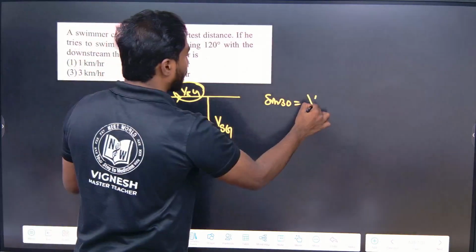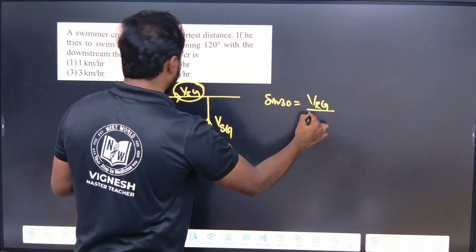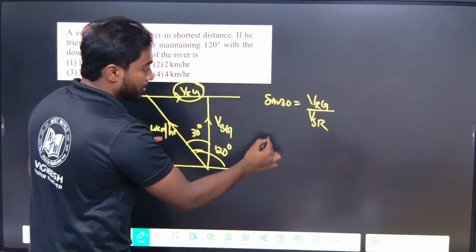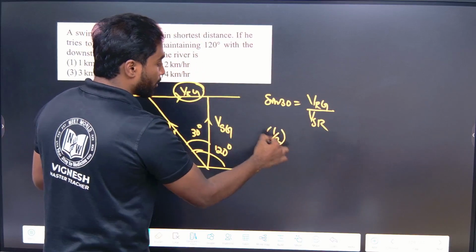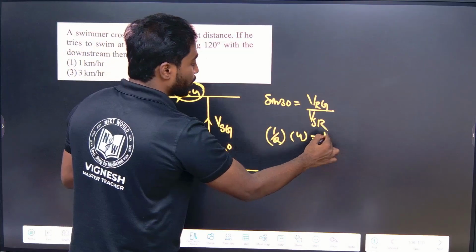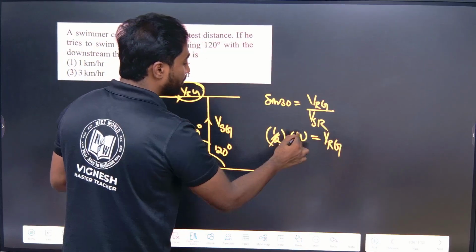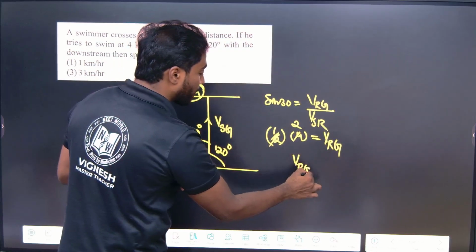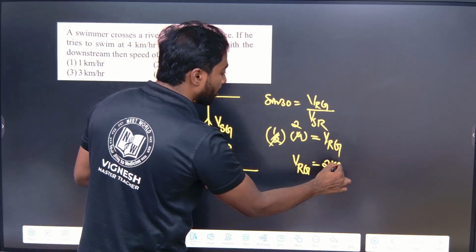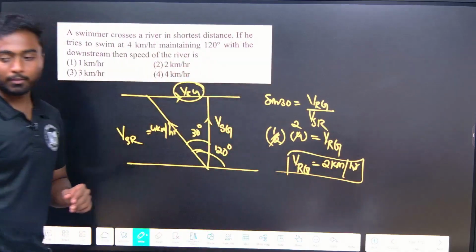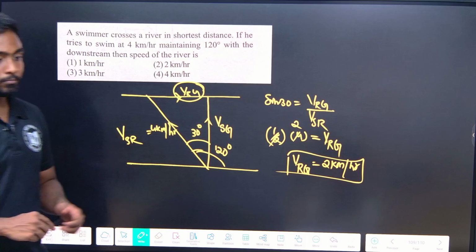So opposite is velocity of the river with respect to ground by velocity of the swimmer with respect to river. Sine 30 is 1 by 2. Velocity of the swimmer with respect to river is 4. So 1 by 2 equals velocity of the river with respect to ground by 4, so the velocity of the river with respect to ground is 2 km/h. Got it? Take it down.